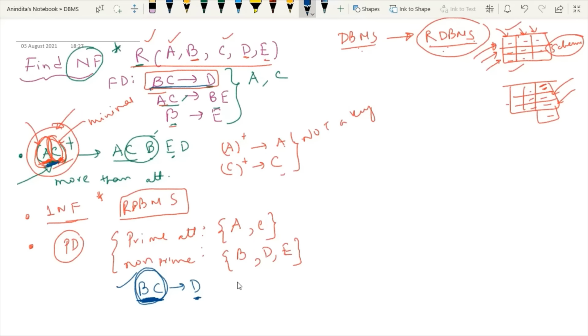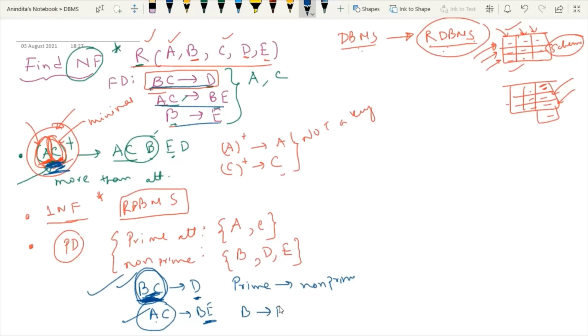The definition of partial dependency was whenever a prime attribute is finding any non-prime attribute. In this case, BC is definitely not a part of the candidate key. So it is not a partial dependency, and it is in 2NF. Now let's check the second functional dependency, AC to BE. There is nothing to check. It is already in 2NF because AC itself is the candidate key, and a candidate key can find other non-prime attributes. So it is fine.